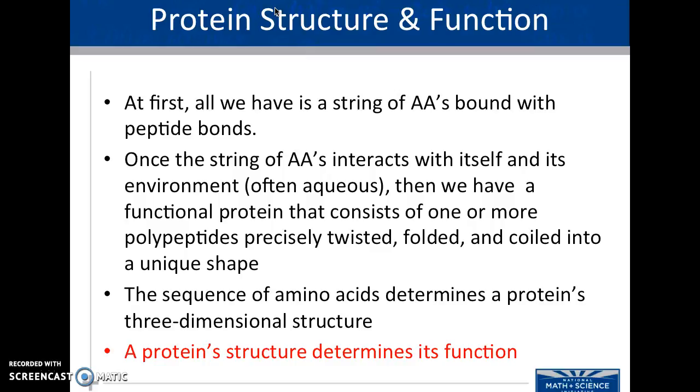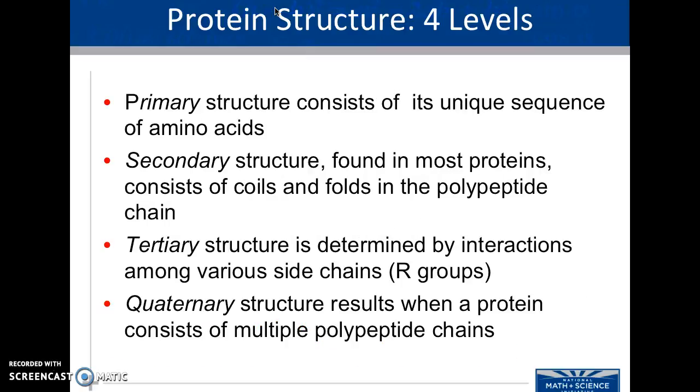Once the string of amino acids starts to interact with itself and its environment, which is often water, so a polar molecule, then we have a functional protein that starts to twist and fold into a very unique shape. And the function actually comes from that unique shape. There are 4 levels of protein structure. Primary is the unique sequence of amino acids.